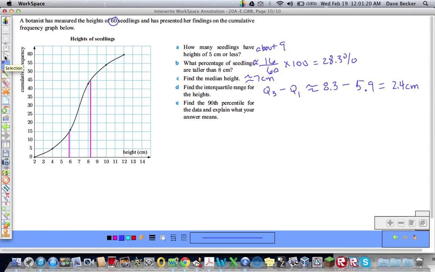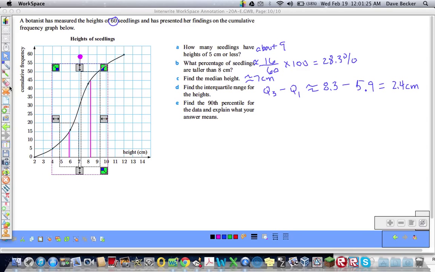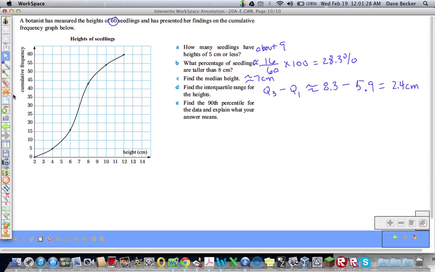And then the last thing we'll do is find the 90th percentile for the data. Okay, so what they're asking us to find is the number that is the 90th percentile. Well, in order to find the 90th percentile, we have to find out what 90% of the total is. So we would have to take 90% times 60, or 0.9 times 60, which is equal to 50. Not 54. Yeah, I'm sorry, it is 54. What's the matter with me? 0.9 times 60 is 54.